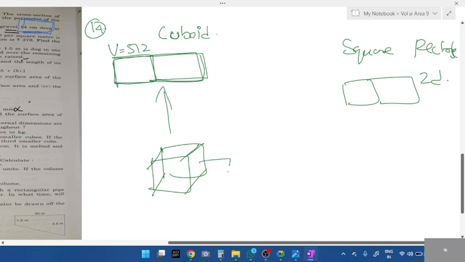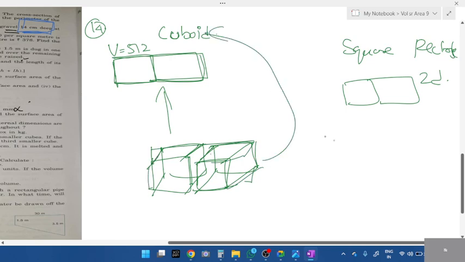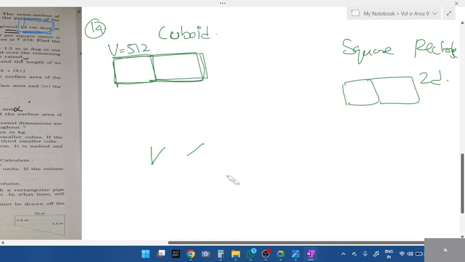Okay, let me try to draw. If I join two cubes like this, can you just assume two cubes here? Can you see? The length is increased, right? So it becomes one cuboid. Remember, a cube will become a cuboid, students, not a rectangle. So we need to convert this.